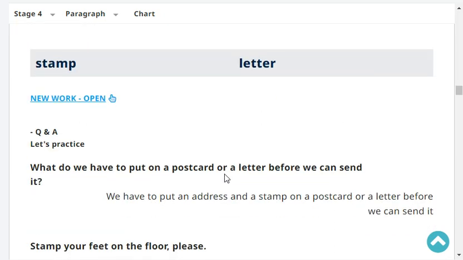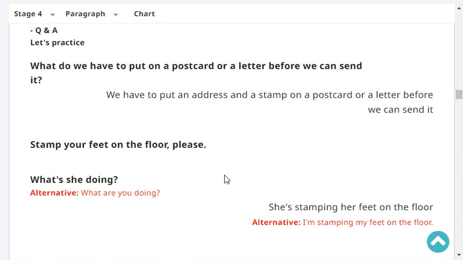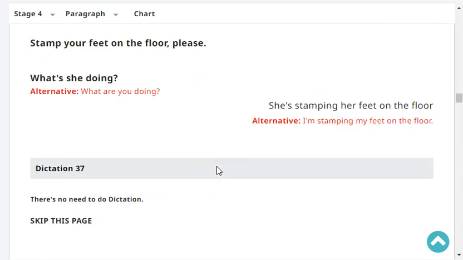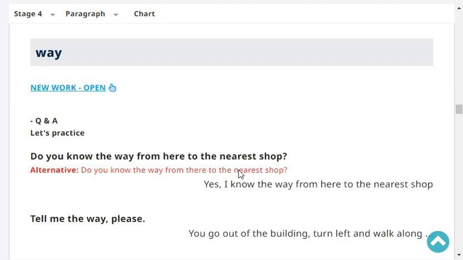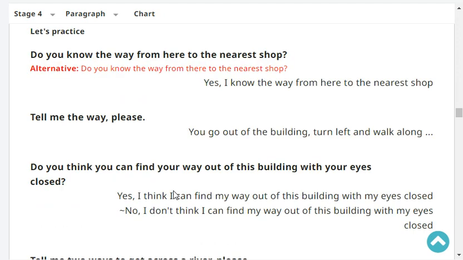What do we have to put on a postcard or letter before we can send it? We have to put an address and a stamp on a postcard or a letter before we can send it. Stamp your feet on the floor, please. What are you doing? I'm stamping my feet on the floor.